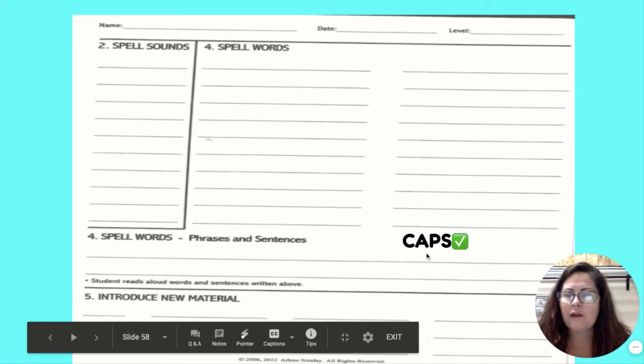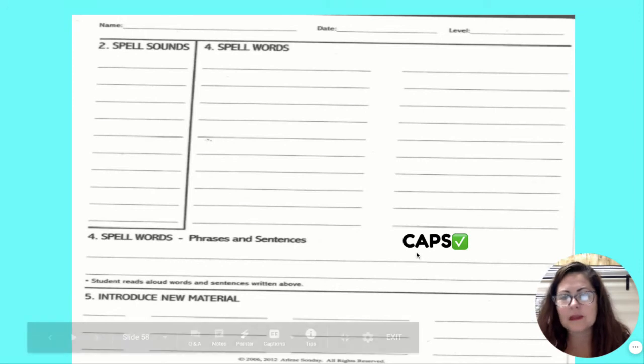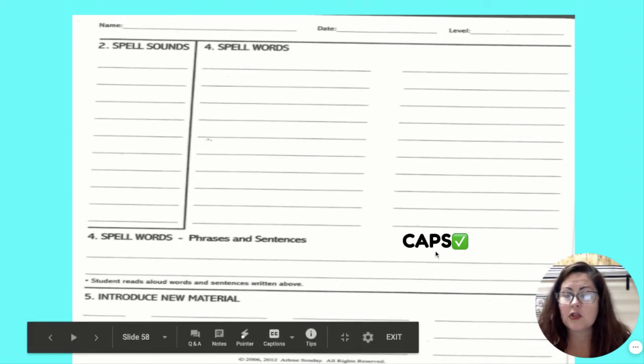When you're finished writing your sentences, I want you to check for C for capitalization, A for accuracy. Do you have the correct number of words? Do you have the correct spacing in between words? P for punctuation. Do you have the correct ending mark? Is it a question? Is it a statement? And S for spelling. Are your words spelled correctly? Check those now. And if you see any errors, make your corrections.